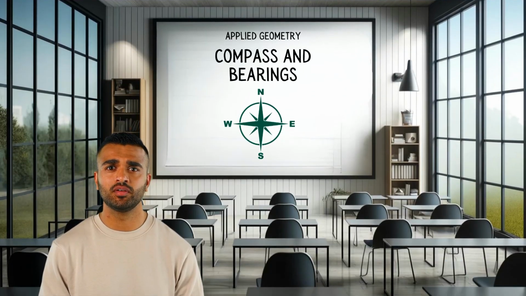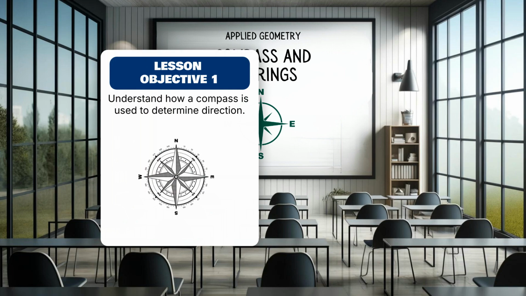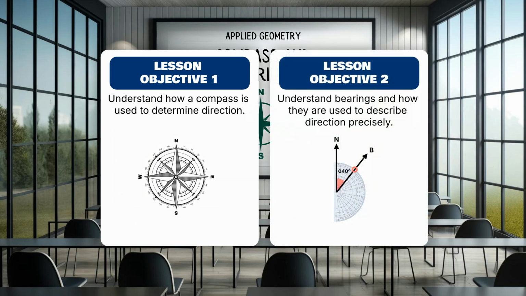In today's lesson, we explored the use of a compass and bearings to specify direction, an essential skill in geometry and real-world navigation. We started by understanding the components of a compass, focusing on the needle that points towards the magnetic north and the cardinal directions, north, east, south, and west, along with the intercardinal points. We then introduced the concept of bearings, which describe direction more precisely using 3-digit angles measured clockwise from north. For example, north is 0 degrees, east is 90 degrees, south is 180 degrees, and west is 270 degrees.